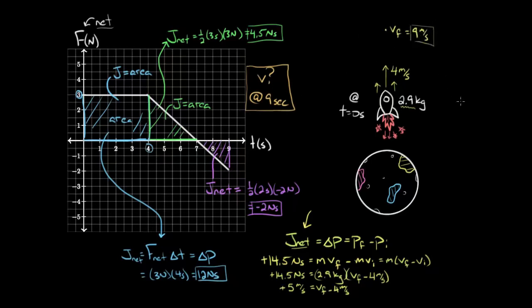So recapping the way we did this, we found the area under the curve, because the area under a curve on a force versus time graph represents the impulse on the object. We found it for the entire trip, noting that when this curve goes underneath the time axis, the net impulse is going to be negative. We added up all the net impulse, we set it equal to the change in momentum. We plugged in our values and we solved for our final velocity after 9 seconds.